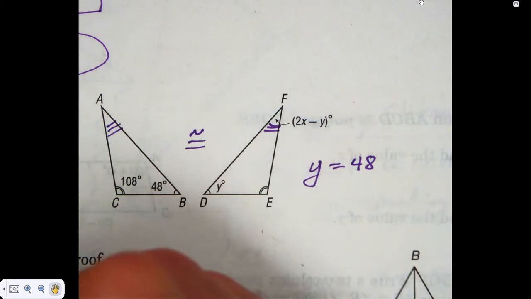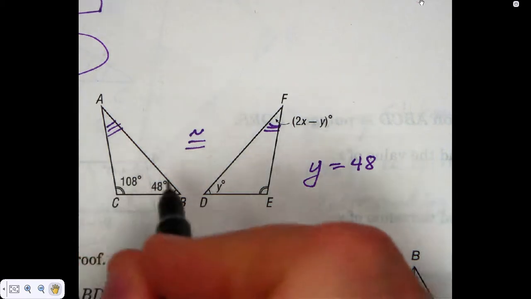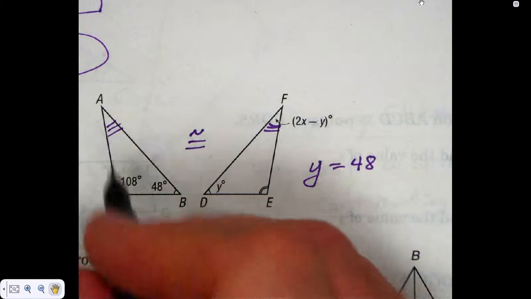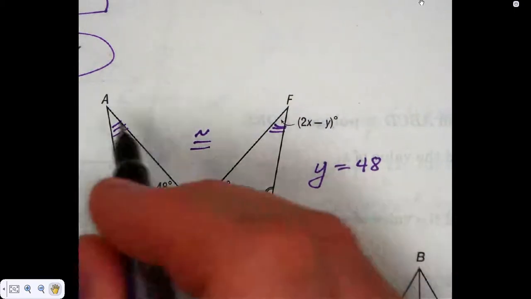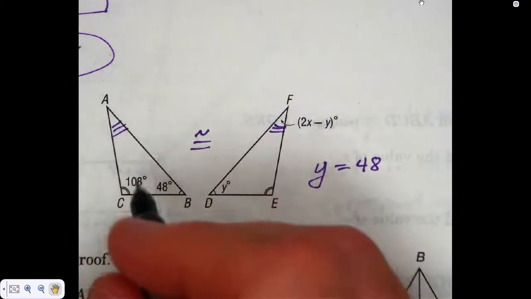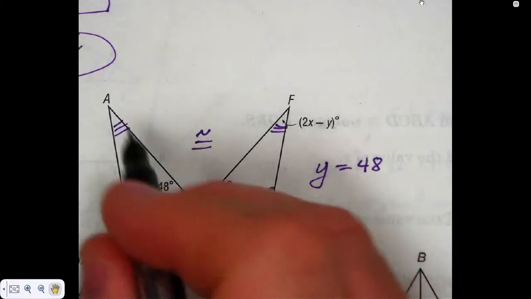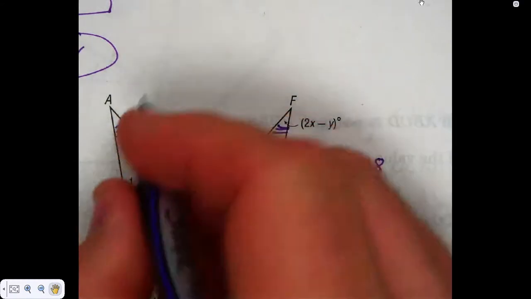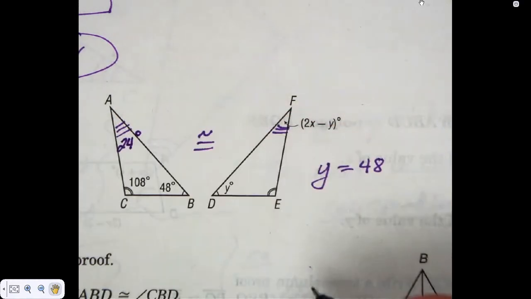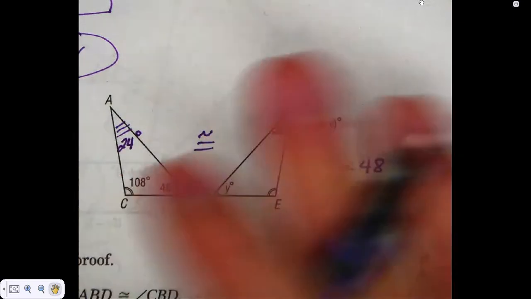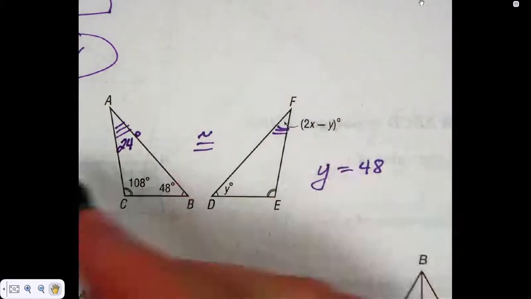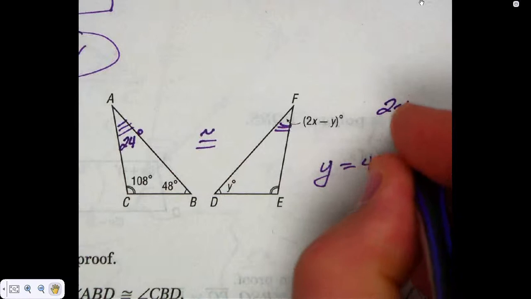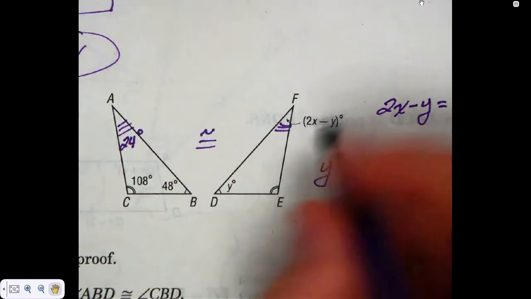What is 108 plus 48? 156. So I've used 156 degrees. It's like saying inside a triangle you have three pockets, and you have $180 to fill up these three pockets, right? You've used 156 of it. How much is left for this third angle? 24 degrees, correct? Because this plus this plus this, always inside a triangle, has to add to 180 degrees. So what does 2x minus y have to equal? 24 degrees.